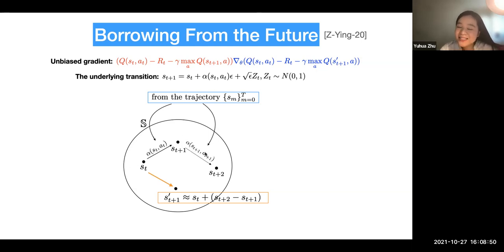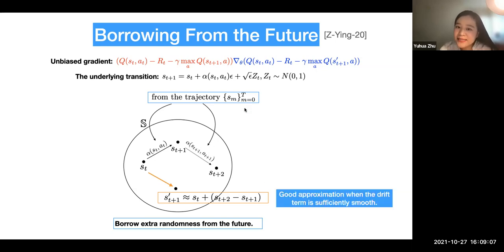Besides, this future step is uncorrelated to this step. So that's why we call it borrowing from the future. What we really mean is we borrow this extra randomness from the future. And when this drift term is smooth, this is also going to be a good approximation for the next state. So this is the borrowing from the future algorithm.